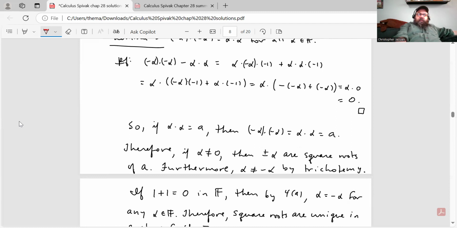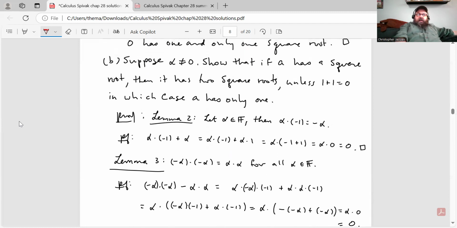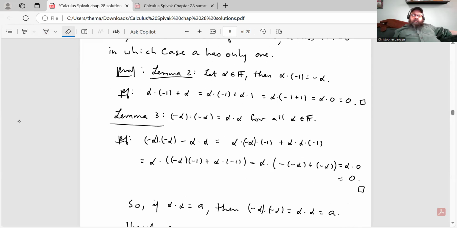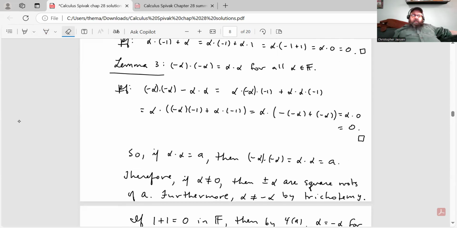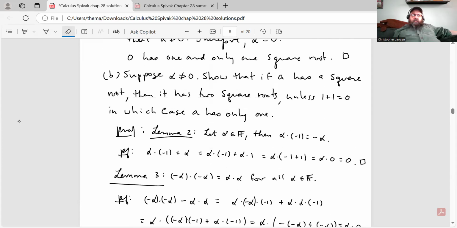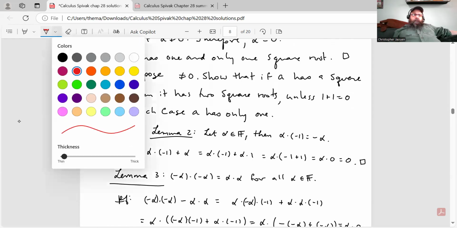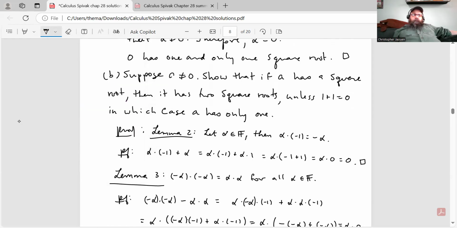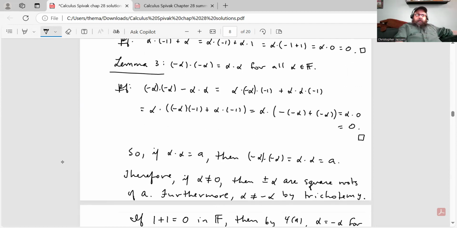And then the proof of the actual statement, just to remind you what it is: show that if alpha is non-zero, show that, oh, is this a typo? Hold on. Show that if A has a square root, then it has two square roots. This should be a, let's see, did I use alpha in the proof? This should be A here. Okay, so now that we fixed that, here's my proof.